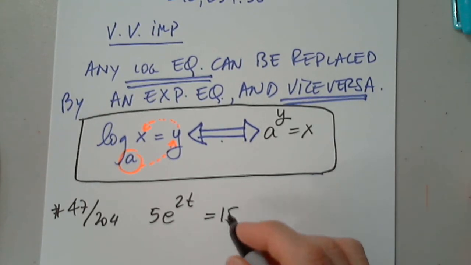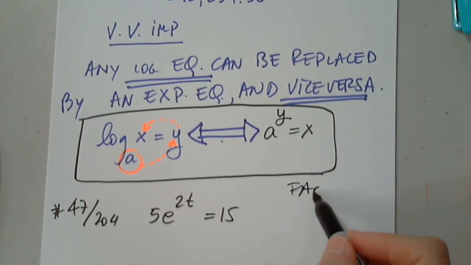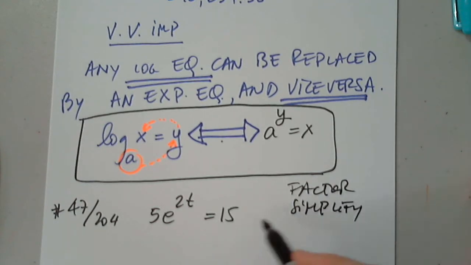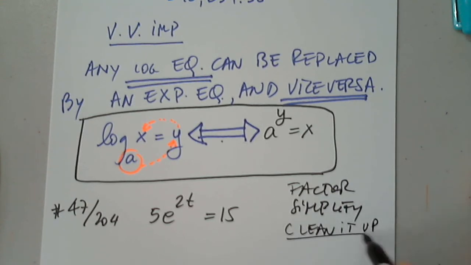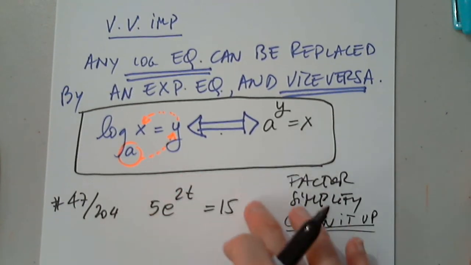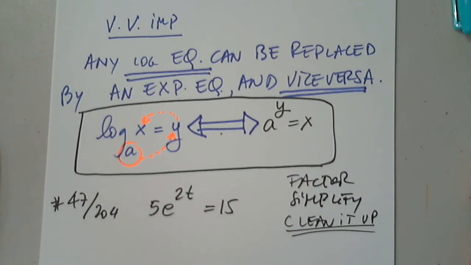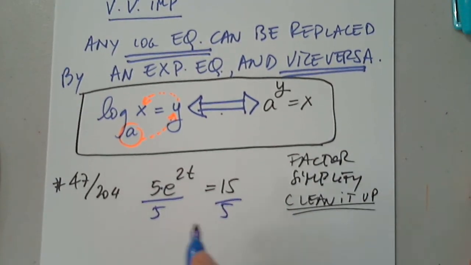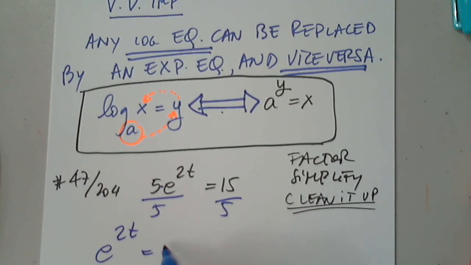So I always tell my students, factor, simplify. If you like, clean it up. Is there anything I can do here to clean it up? Any thoughts? Divide both sides by 5. That's a big thing because it's multiplied. So divide this by 5, divide this by 5. So e^(2t) equals 3.